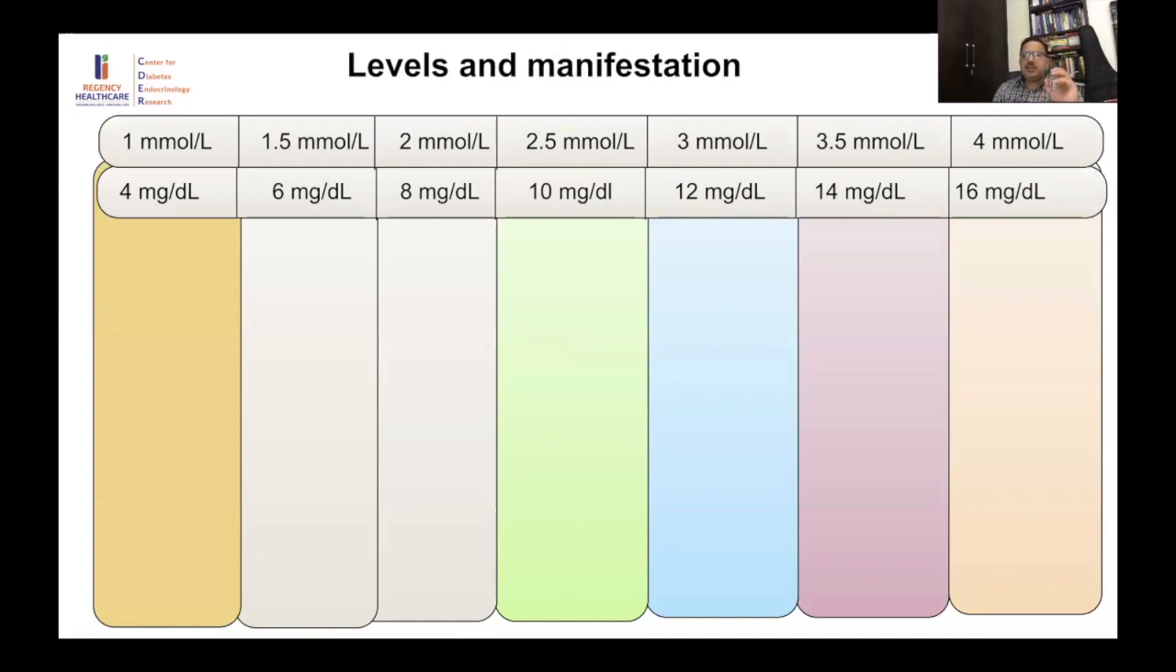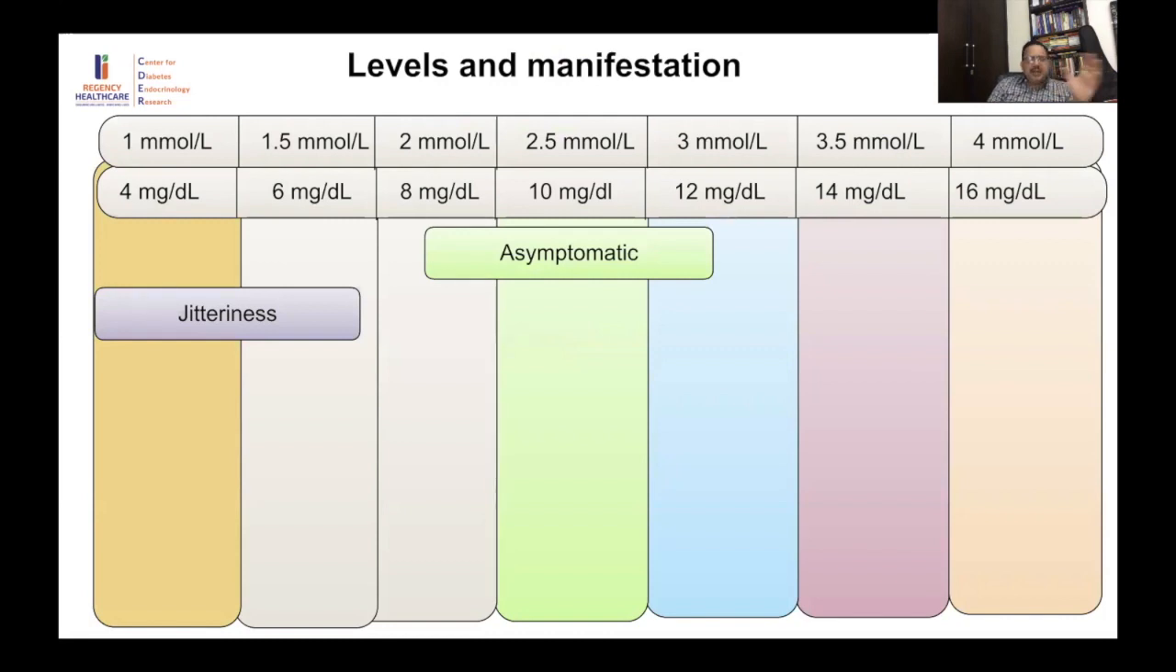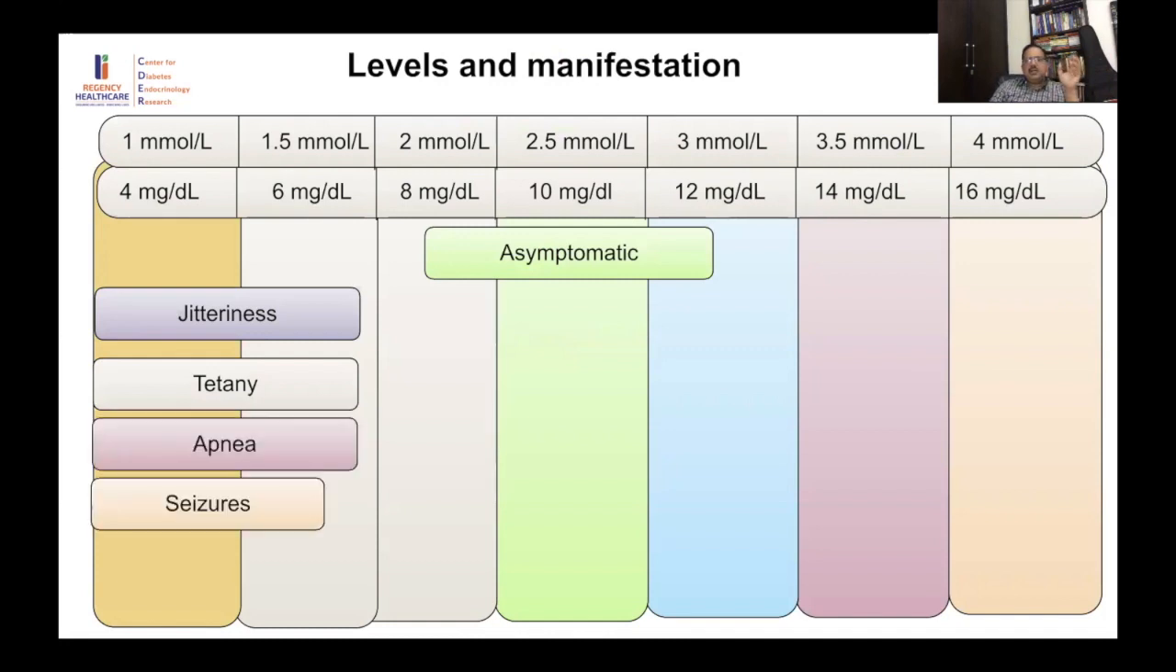So now the manifestations depend upon the serum levels of calcium. Generally, symptoms are not there if the levels are between 8 to 12. Jitteriness starts happening somewhere around 7 milligrams per dL and tetany around 6 to 7. Apnea around the same time. Seizures usually happen when the calcium levels are between 5.5 to 6. A rough estimate of how to convert into ionic is that you can divide by 8. So if you're talking about 8 milligrams per dL, roughly it will be 1 millimole per liter as far as the ionic calcium level is concerned.